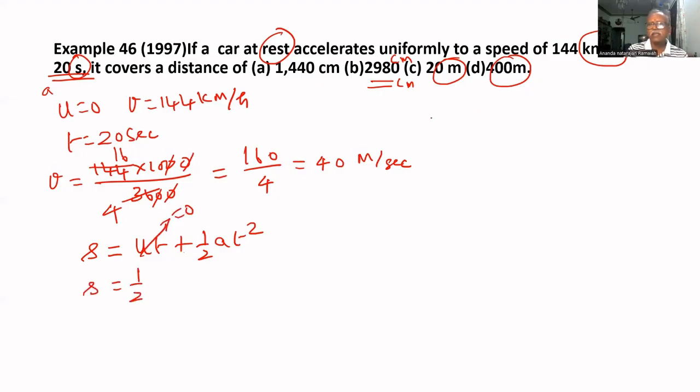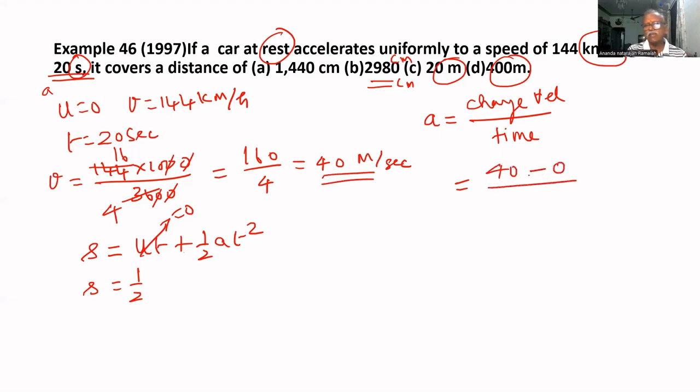So acceleration equal to what? Change in velocity divided by time. It is given that the speed is changed from 0 to 144 km per hour, that is 40 meter per second. Therefore, 40, initially it is 0, divided by time. In how long does it take to reach this speed? 20 seconds. Therefore, 40 divided by 20 equal to 2.